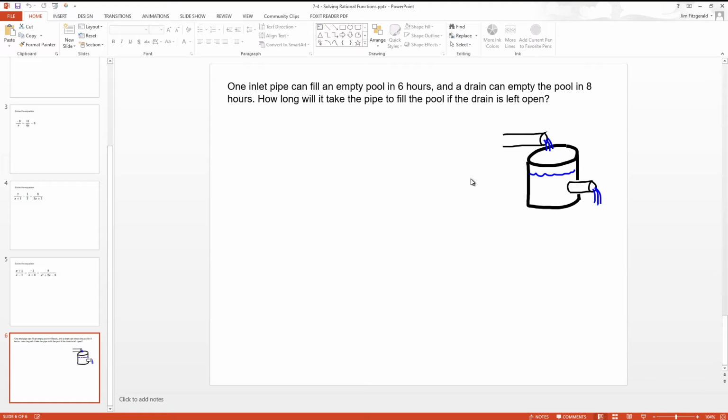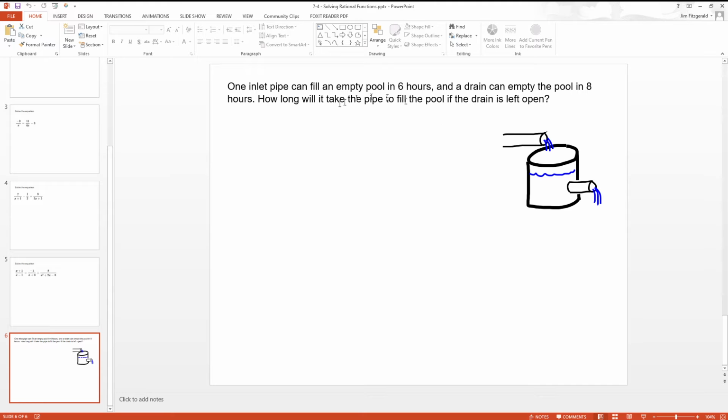So if I say one person can paint a house in 14 hours, another person can paint that same house in 9 hours. What if they were working together? What would that rate be? How fast could they paint that house? So you're combining rates, and you're trying to figure out a problem like this. So let's take a look at this problem.